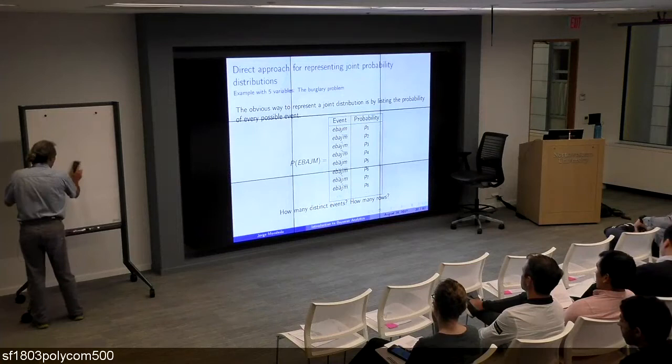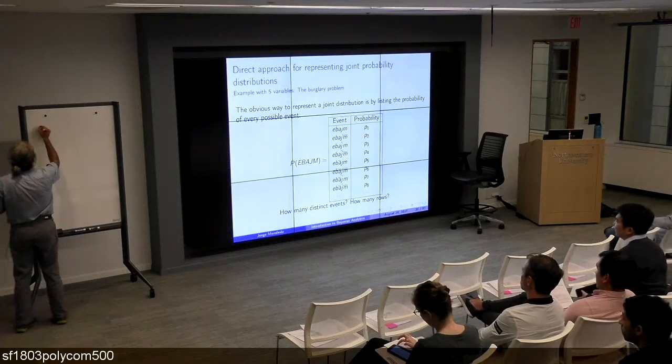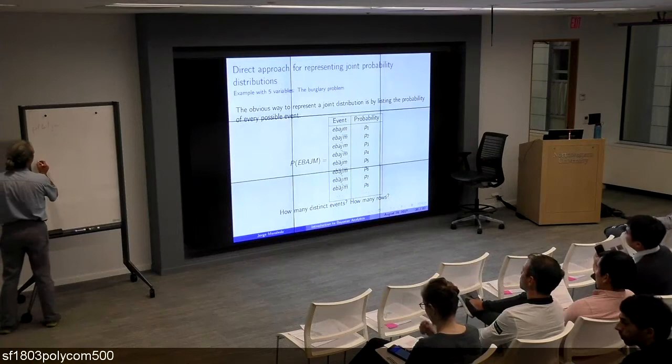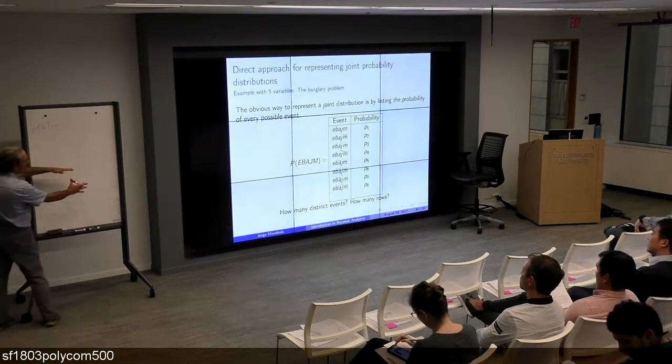Say I want to know the probability that I am being burglarized, which is what I care about at the end of the day, given that both John and Mary call. What is this number? First of all, I'm going to add a bunch of things and divide it by another bunch of things. The things on the bottom are the things where John and Mary call.